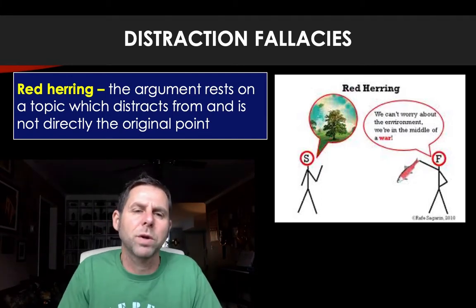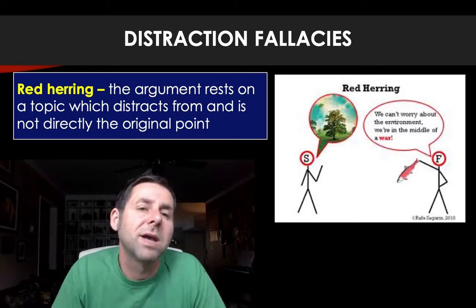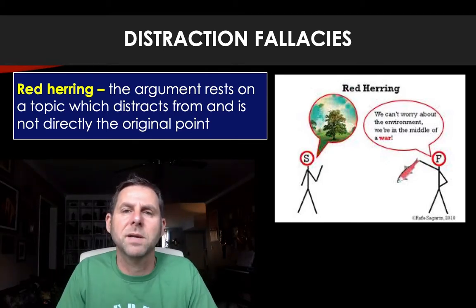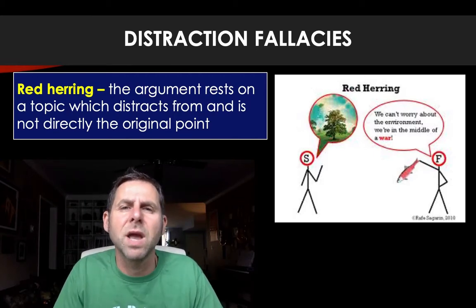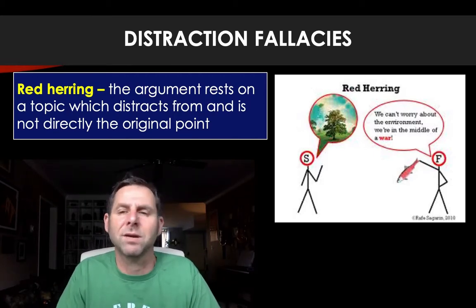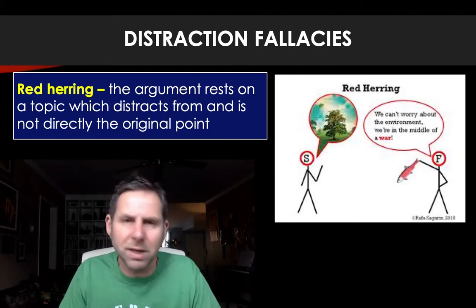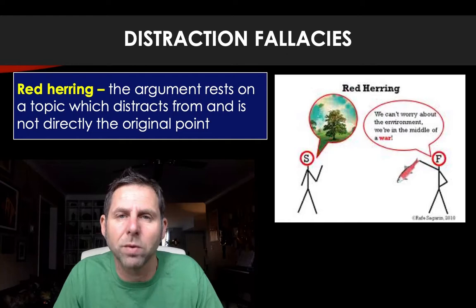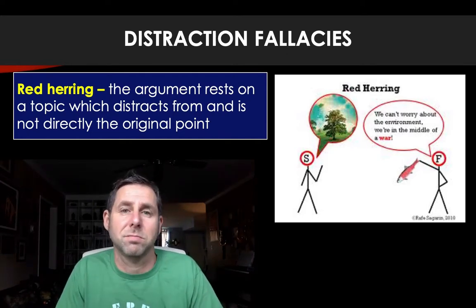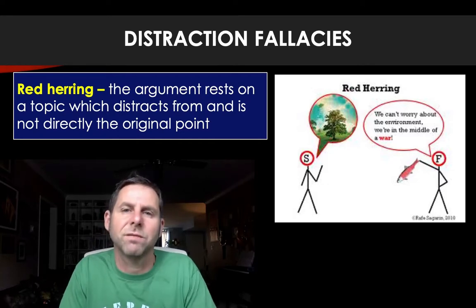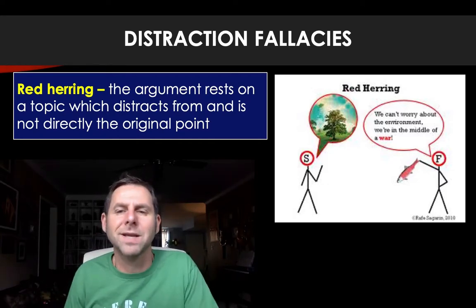Where you're really distracting from the original point we're talking about. So let's say we're talking about the environment and what we should do about it, and you say, well, look, we really can't talk about that right now because we're in the middle of a war. Well, we may be in the middle of a war, and if you're in the US, we've been in a war for the last many, many years, but that doesn't mean that we can't deal with the environment at the same time. It's a red herring. It's just a distracting tangent, right?